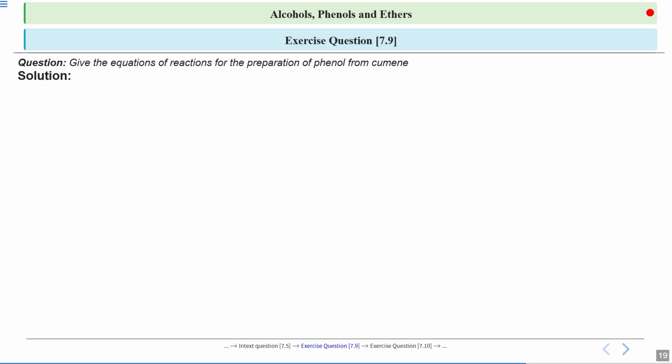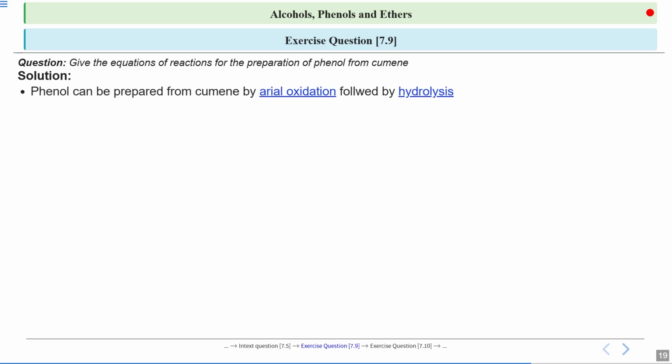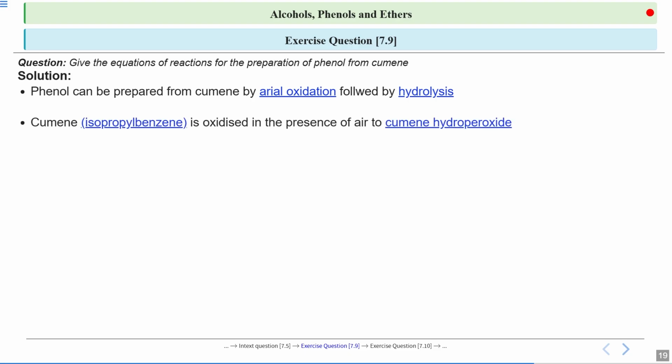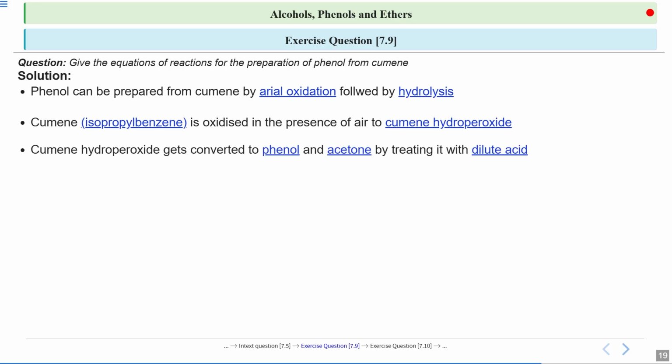So let's start solving. We know that one of the methods of preparation of phenol, the most common method, is from cumene by aerial oxidation, or oxidation in the presence of air, followed by hydrolysis. Cumene, which is isopropylbenzene, is first of all oxidized in the presence of air, and you get cumene hydroperoxide. Then this cumene hydroperoxide is converted to phenol and acetone. Acetone is also a byproduct but is obtained in larger quantity. The cumene hydroperoxide is treated with dilute acid, and you get phenol and acetone as your products.